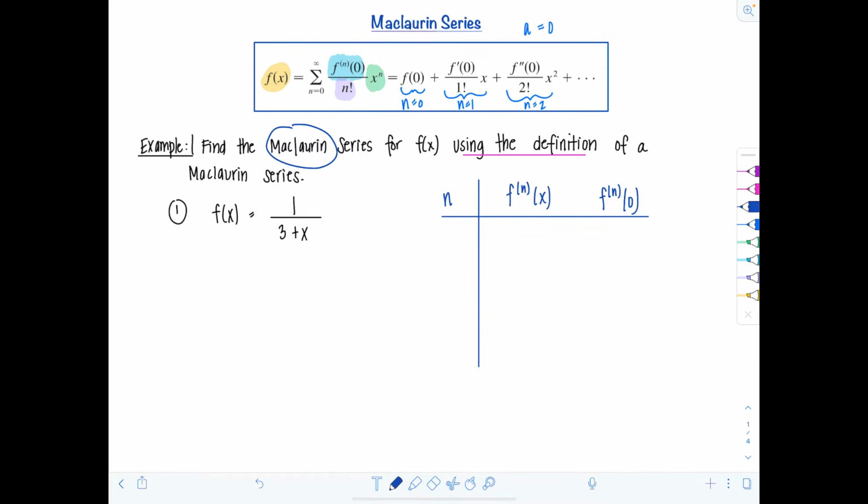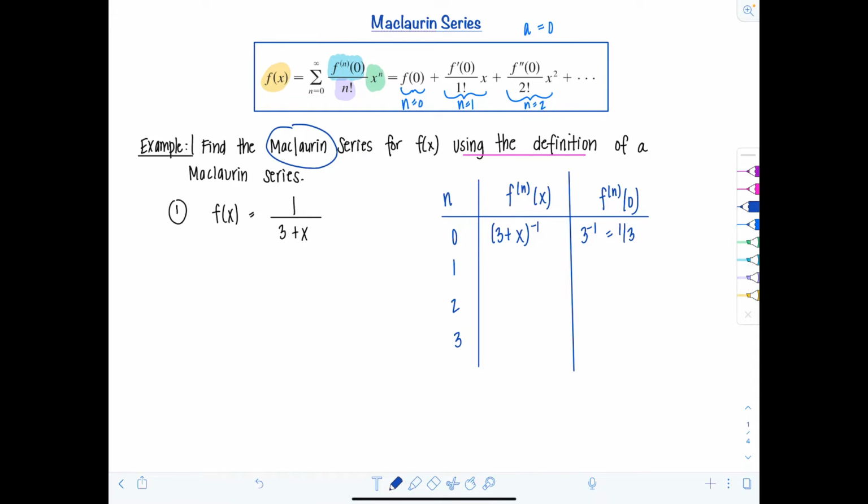Okay, there's no exact rule as to how many derivatives you need to take, just enough until you can see a pattern emerging. I usually start with at least 3. 0, 1, 2, 3. So the 0th derivative is just f of x itself, right? Which is 1 over 3 plus x. I'm going to write it as 3 plus x to the negative first because I want to get it rolling, so I'm ready to take the derivative in the next step. And then now I'm going to substitute in 0 for x. So this is going to be 3 to the negative first, which is 1/3.